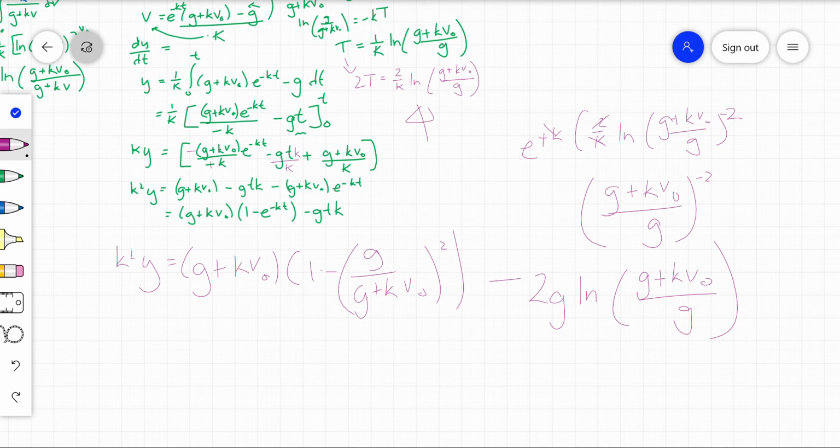Okay, so let's have a look at that. So we've got (g + kv0) times 1, and then minus, alright, (g + kv0) times that. Remember it's squared, so I still have the g squared, but I'll only have one of the (g + kv0)s here, minus 2g log (g + kv0) on g.